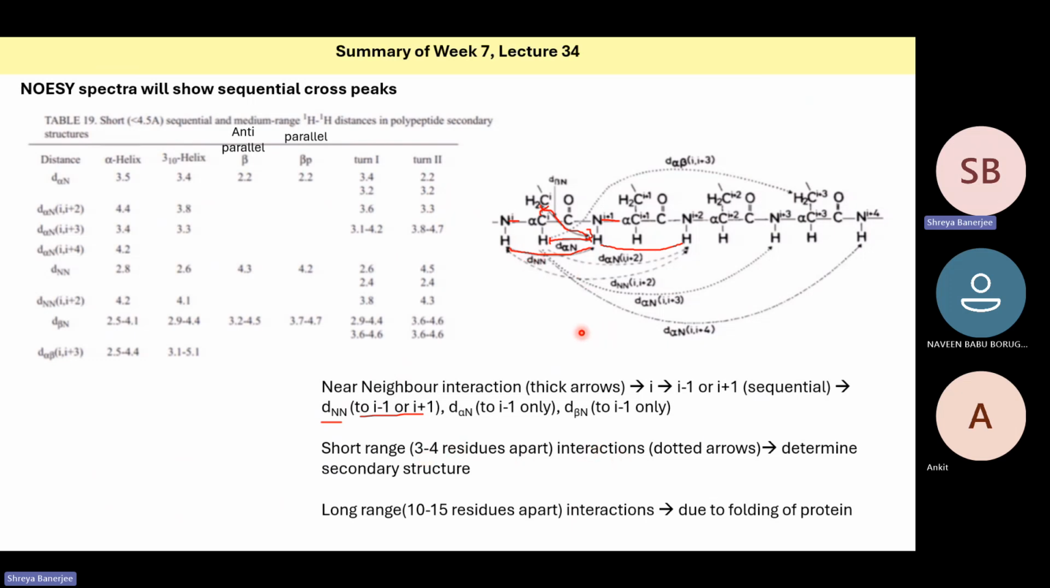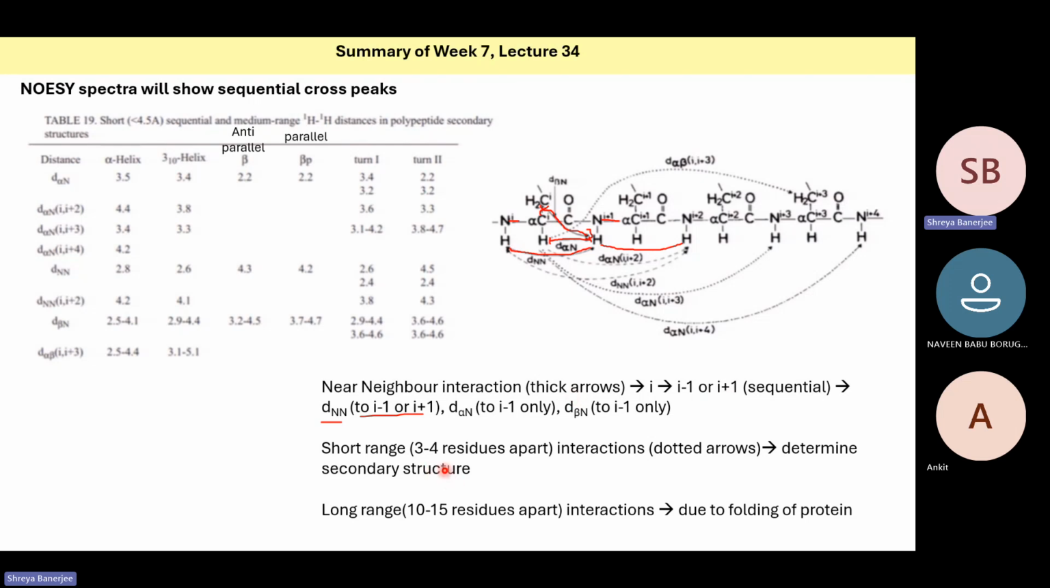So if you look at the dotted lines here, the alpha of I is interacting with the NH of I plus 4. So this interaction is called d alpha N (i, i+4), because it is between alpha of I and N of I plus 4. This is called a short range interaction, which are interactions between residues which are 3 to 4 residues apart. So the near neighbor interaction will help you determine the sequence of amino acids in the primary structure.